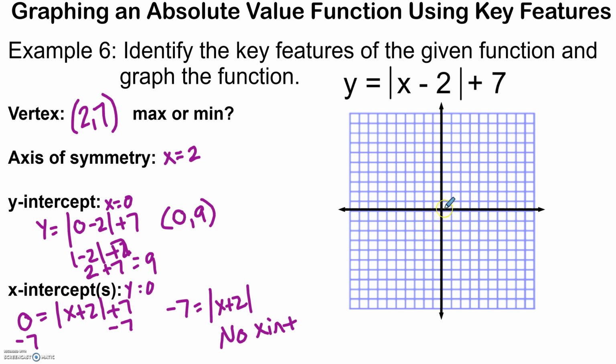So we plot the points that we do have, which is (2, 7), and the point (0, 9). And we have nothing else to graph. So to finish this one, I am going to connect from my vertex to my y-intercept, but I actually need my axis of symmetry to plot my other point. So if my y-intercept is 2 away from the axis of symmetry, I'm going to go 2 this direction. And that's how I'm going to finish graphing. Notice how it has no x-intercepts because it does not cross the x-axis. And that's your graph using the key features.